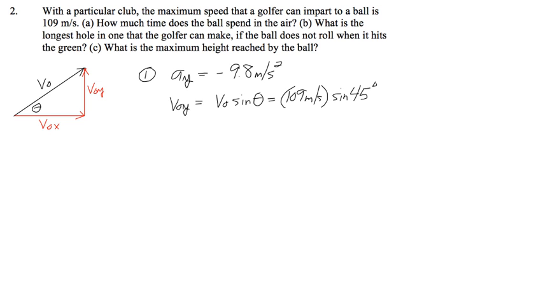The good thing about 45 degrees is once I solve this, I know that the other component will also be the same answer, because the sine of 45 is the same thing as the cosine of 45. So I know that for 45 degrees, these two will be the same number. So this is going to be 109 times the sine of 45. What is it? Okay, so to three significant digits, we'll say 77.1 meters per second.